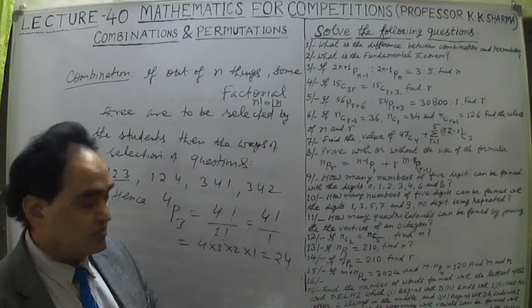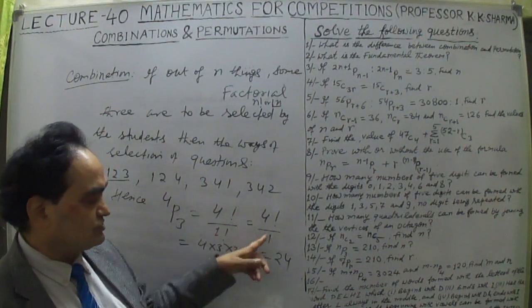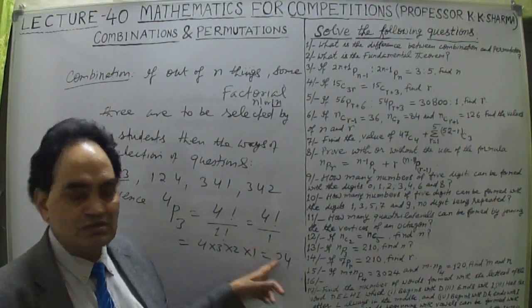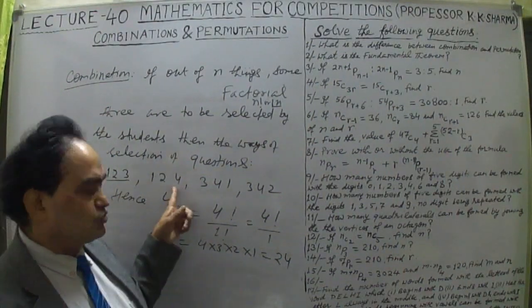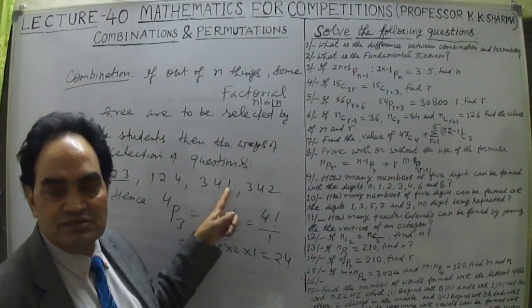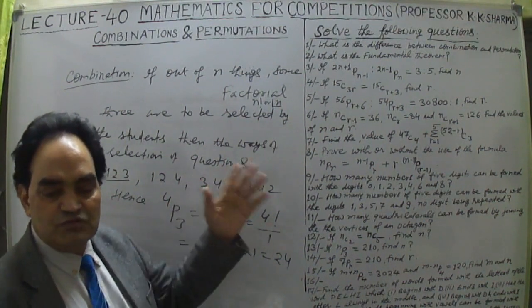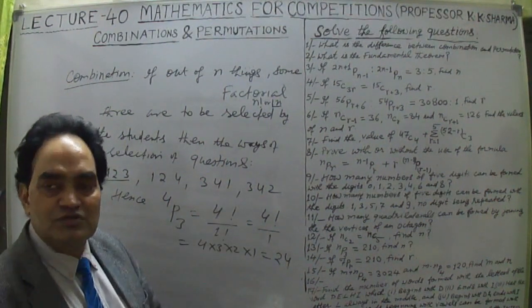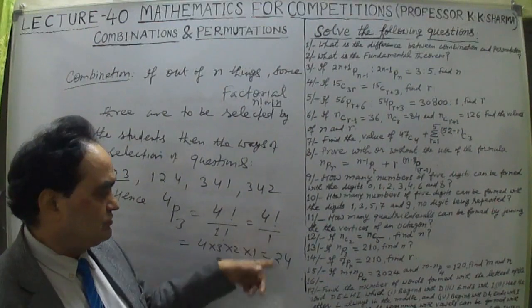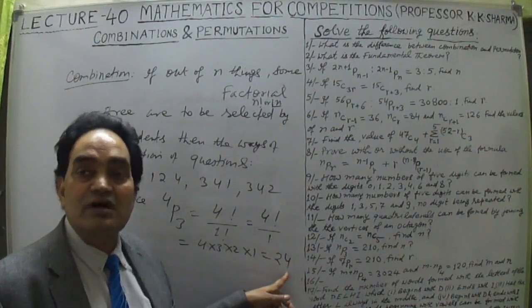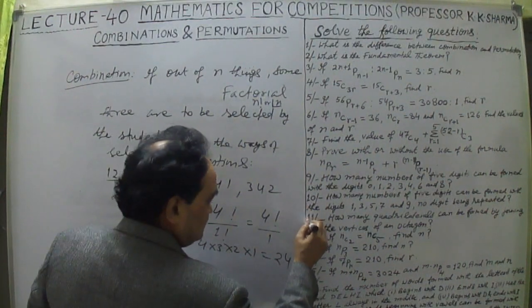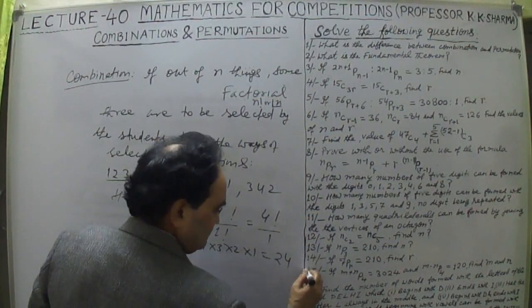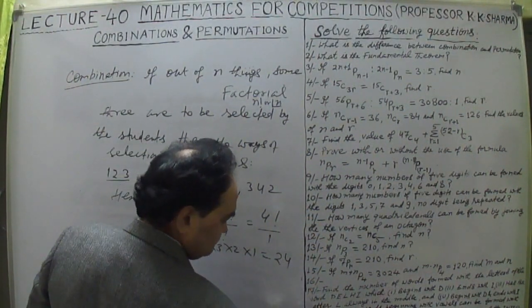So irrespective of order. But in the case of permutation, 24 possibilities are there. This one can be selected in 6 ways. This can also be selected in 6 ways. 6 plus 6, 4 times. That means 6 into 4, 24. So permutation is arrangement. Now in this case, order is important, right? Combination is irrespective of order; permutation is not.